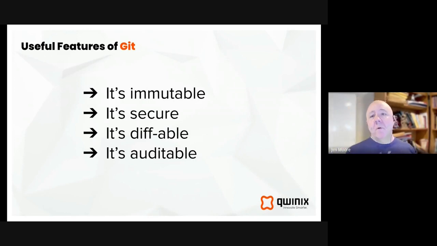So with that, Git in particular has some very nice features compared to other, prior version control systems. It's immutable, it's secure, it's diffable, and it's auditable. Virtually all source code management systems before Git could also meet those, but not as well as Git can. And partly because of some of the ways that Git does that, it made it particularly useful for that.